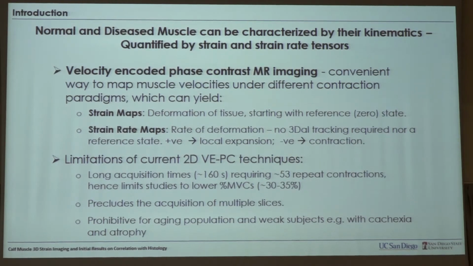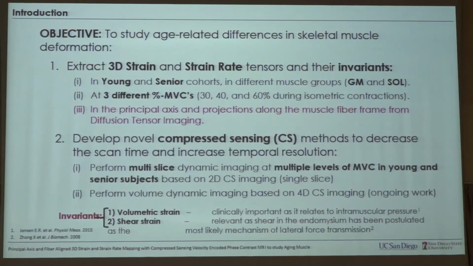So one of our drives was to devise ways to reduce the number of contractions a subject is expected to give, so that you can go to higher percentages of MVC, particularly in senior frail subjects. So the objective of this study is to find out the strain and strain rate, as was given in the last talk, in young and senior subjects in different muscle groups at different percentages of MVC. And we use a particular technique.